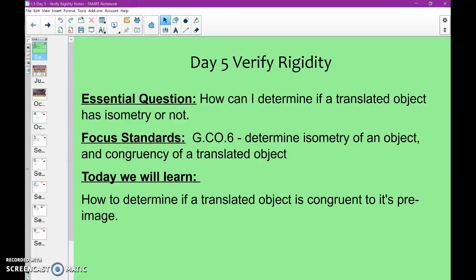This section I'm going to go over day 5 notes on verifying rigidity. Now, rigidity means that a shape does not change its size or its sides or its angles. And you can kind of think about it like the desk you are sitting in. If you move that desk like we do on quiz days, it doesn't change the desk itself.